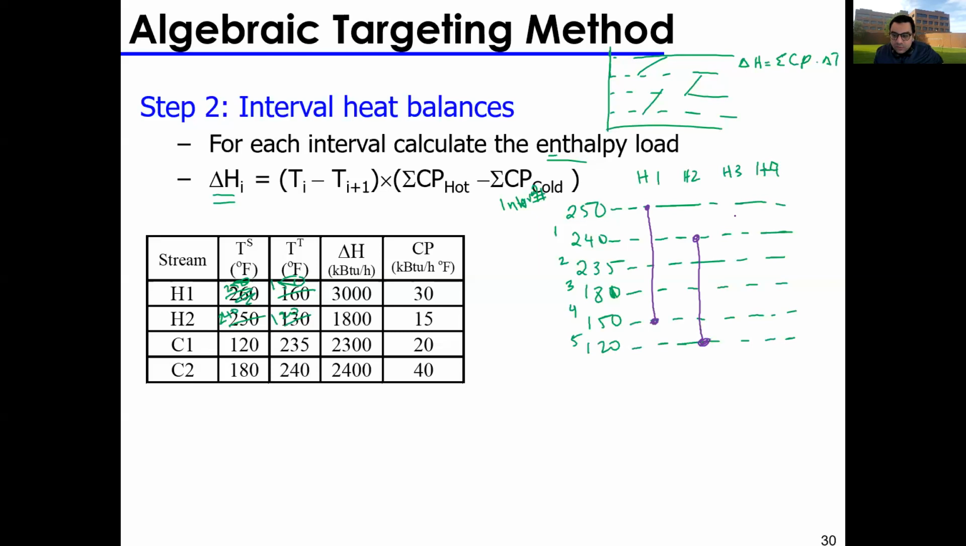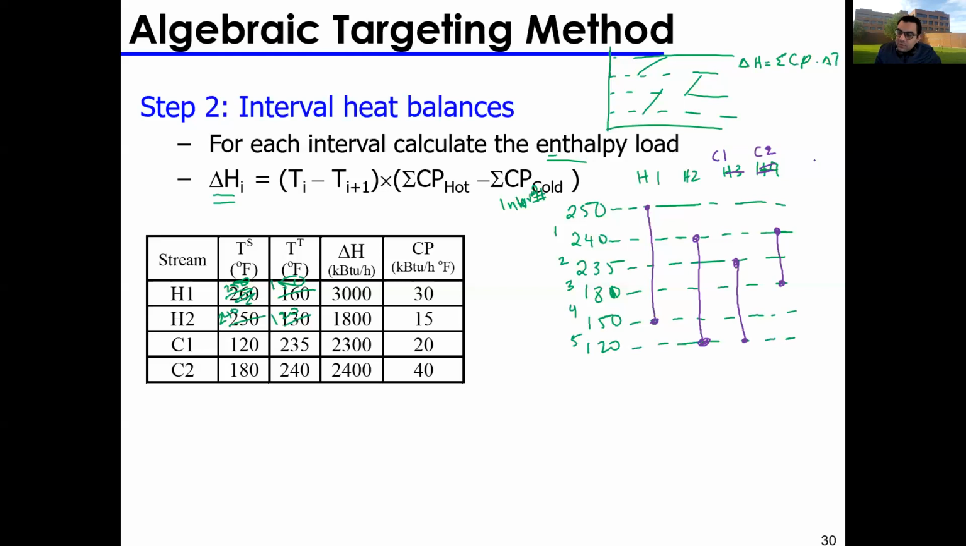C1, sorry, and C2. C1 goes from 120 to 235. So C1 goes from here all the way to here. And C2 goes from 180 to 240. Okay, so now I clearly see my intervals, and I clearly see how my streams cross these intervals.